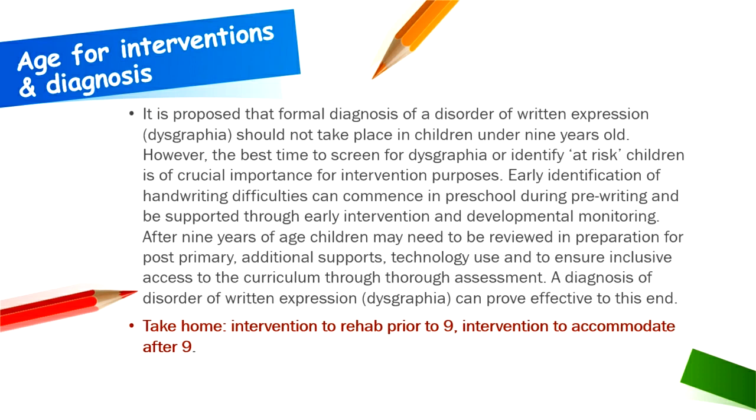Early identification of handwriting difficulties can commence in preschool during pre-writing and be supported through early intervention and developmental monitoring. After 9 years of age, children may need to be reviewed in preparation for post-primary, additional supports, technology use, and to ensure inclusive access to the curriculum through thorough assessment. A diagnosis of the disorder of written expression, motor dysgraphia, can prove effective to this end. In summary, children experiencing handwriting difficulties should undergo specific interventions before the age of 9. After the age of 9, if interventions have already tried to improve their handwriting difficulties, accommodations and recommendations should be made.